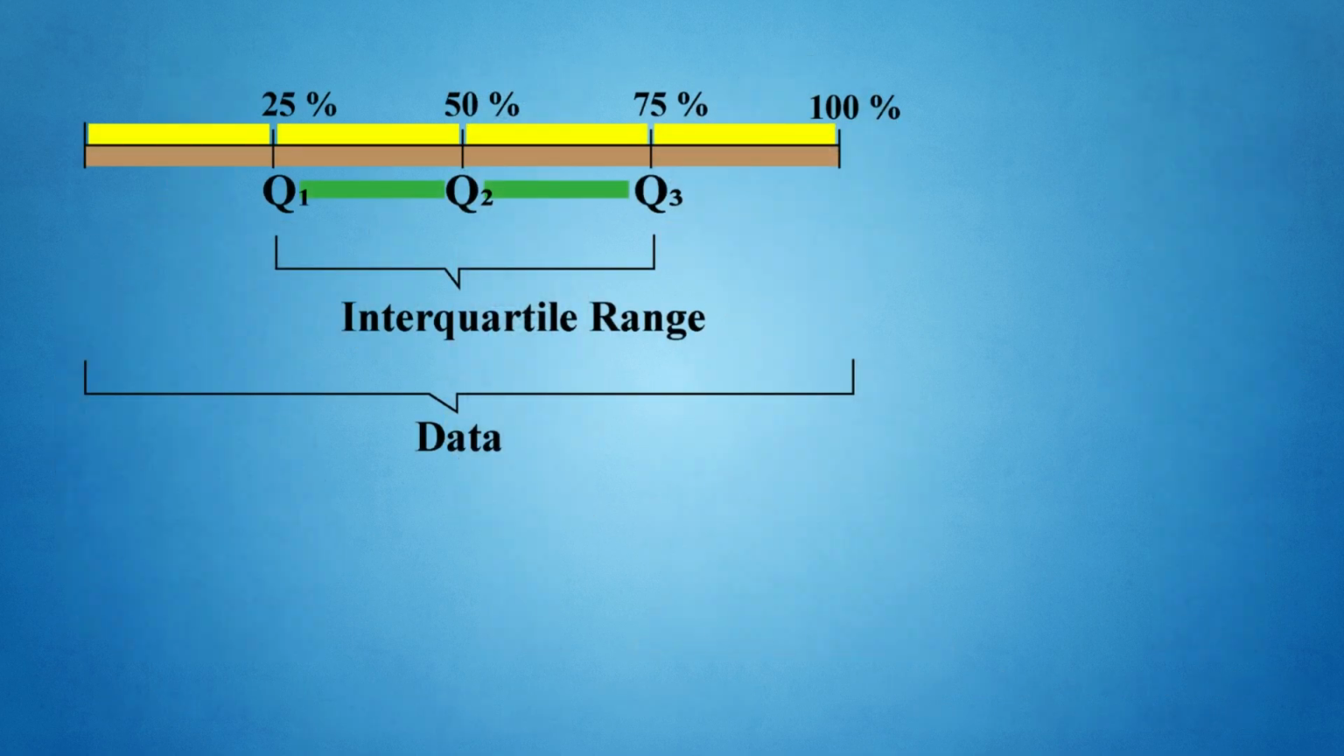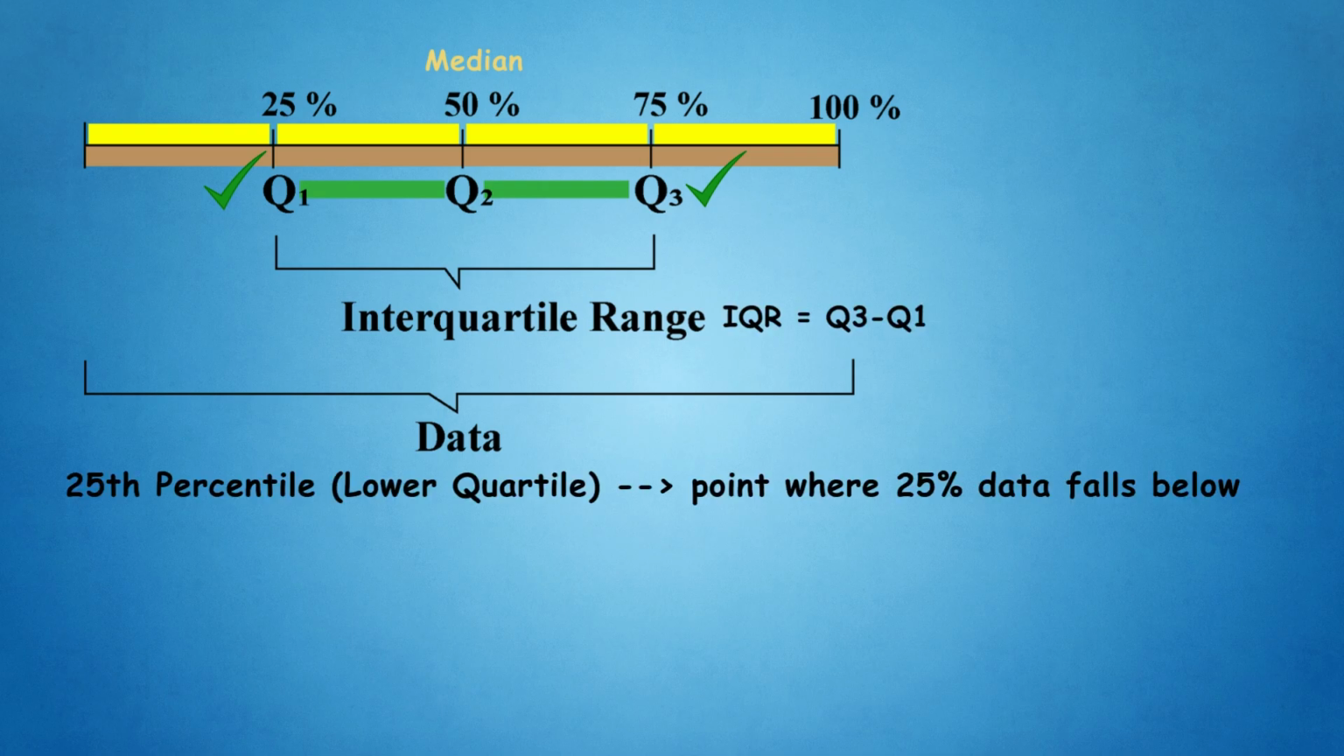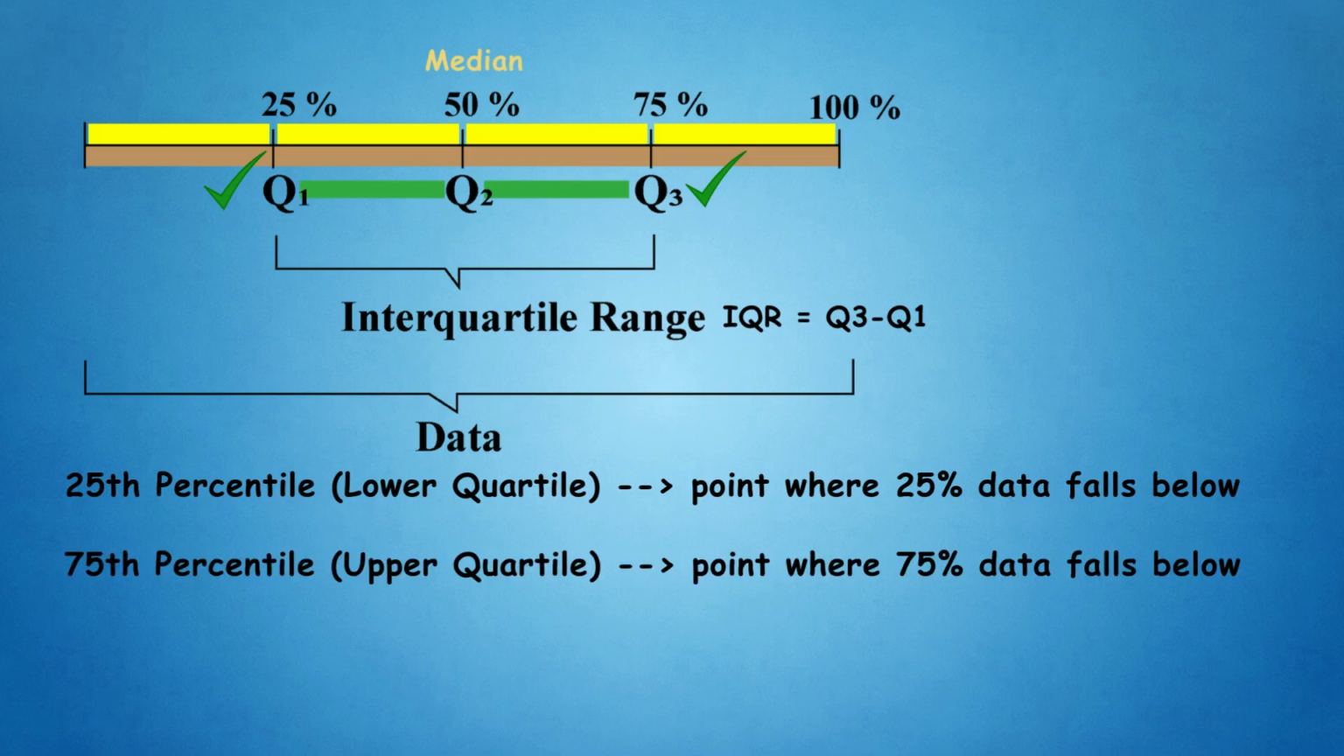Another key robust statistic is the interquartile range, or IQR, which measures the spread of the middle 50% of the data, or the median. To calculate the IQR, we must first find Q1, or the 25th percentile, and Q3, or the 75th percentile, then subtract Q1 from Q3. The 25th percentile, or lower quartile, is the point where 25% of the data falls below, and the 75th percentile, or upper quartile, marks where 75% of the data falls below.